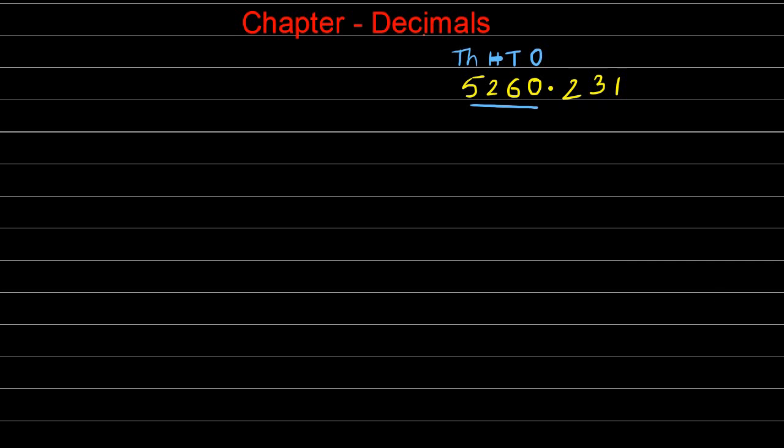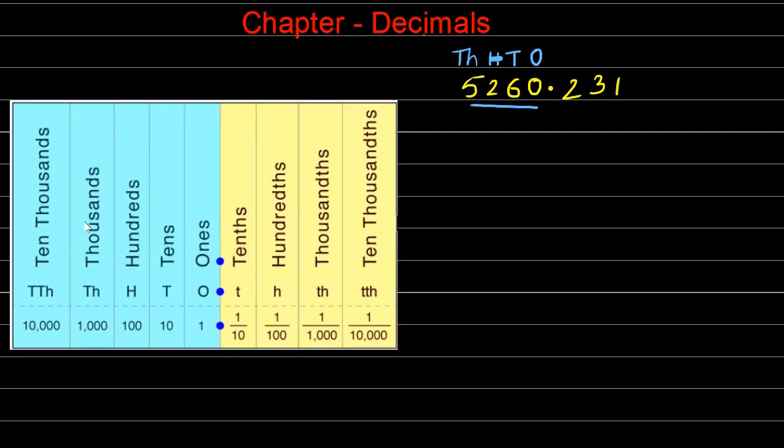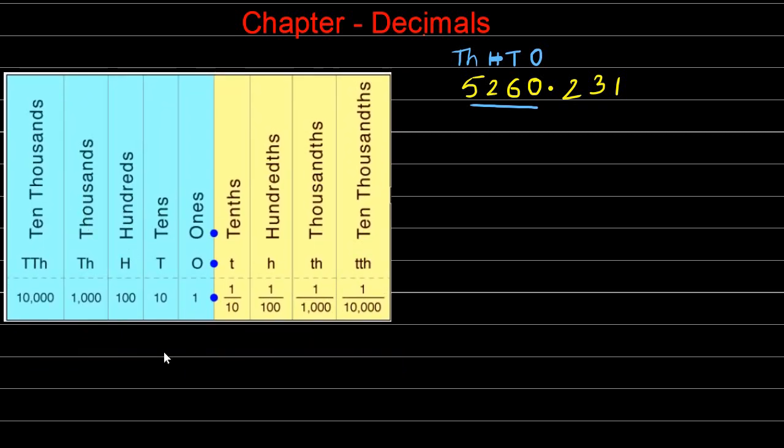Now let's see the places of digits which are after the decimal point. Okay, so this is the place value chart. It will help us to understand the numbers. So let me write it again. These numbers 5260. As you can see, 0 is at 1's place, I'll write 0 here. 6 is at 10's place, I'll write 6 here. Then 2 is at 100's place, I'll write 2 here. And 5 is at 1000's place.